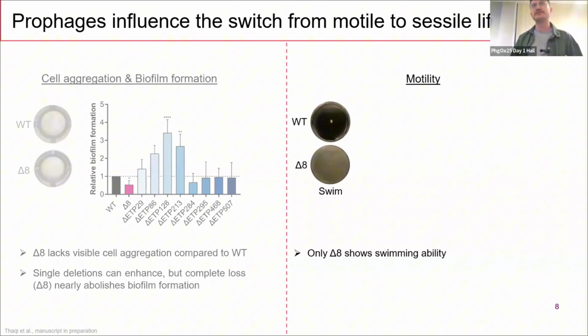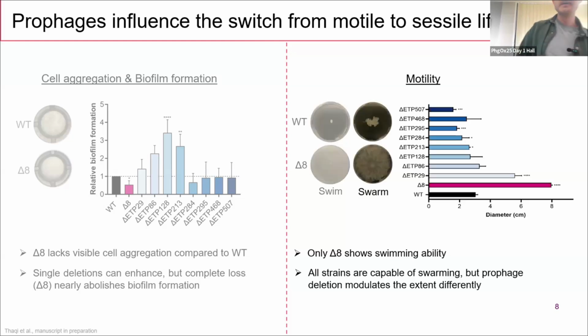Then for motility, we tested two different kinds of motility, swimming and swarming. Swimming was only observed for the delta 8 strain, not for any of the single deletion mutants or the wild type, while swarming was observed for all of the strains, however, to a different extent, depending on which prophage was deleted. And together, these results sort of indicate that the lack of prophages shifts the bacteria from a more sessile to a more motile lifestyle.